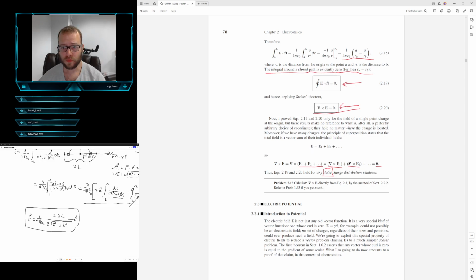So, what did we go over today? We went over Coulomb's law, Gauss's law, and the curl of E, finding out that the curl of E is equal to 0. So, I'm going to leave it off at that.